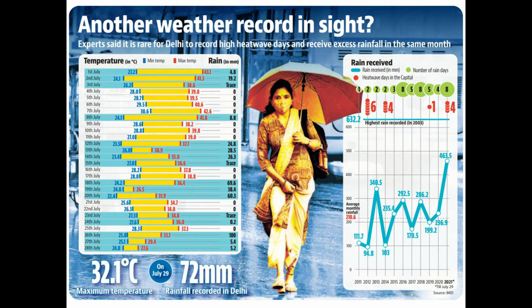Now, weather record from Hindustan Times, I have taken it. That is temperature, minimum and maximum, and rainfall. Just see how beautiful, minimum temperature, maximum temperature, from 1st July to 28th July. So the data is showing us and immediately telling us the rainfall also on the same day, as well as the fluctuation in the minimum temperature and maximum temperature.